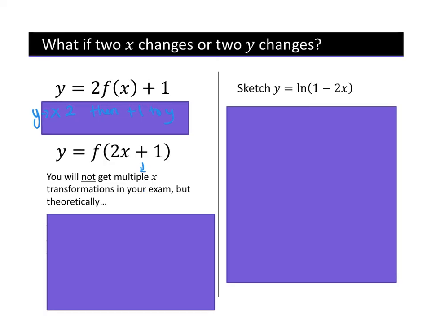But don't worry about that for the time being. And then here we have sketch y equals ln of 1 minus 2x. So what do we have here? We have a multiple of x. Again, we will come back to that later, but that's something that you don't have to worry about.